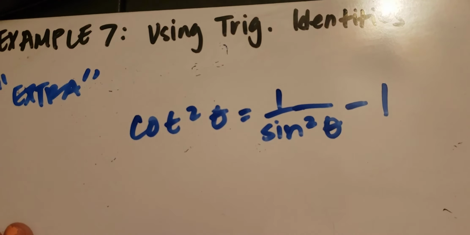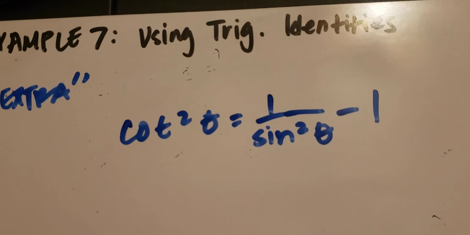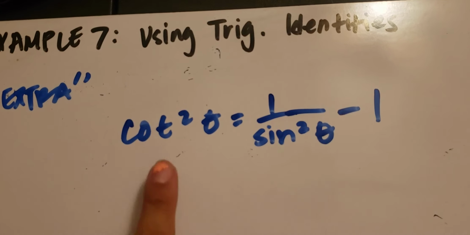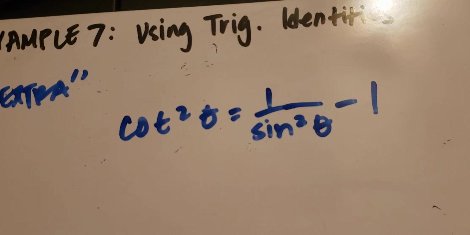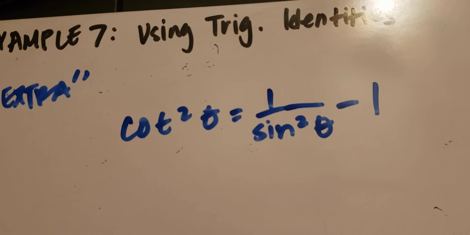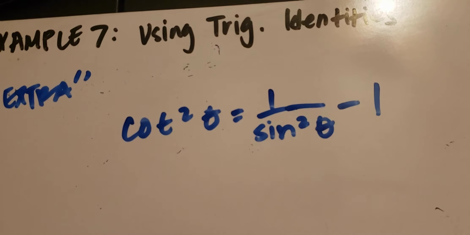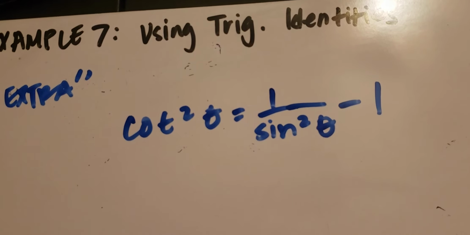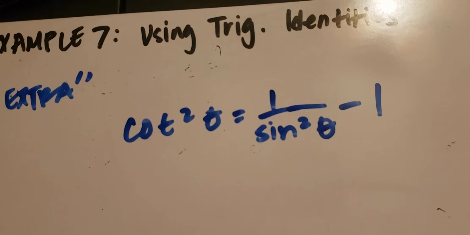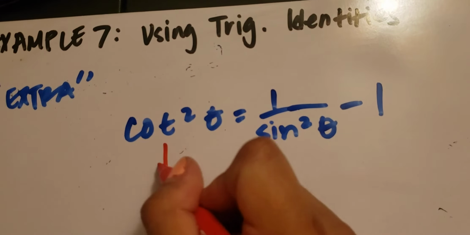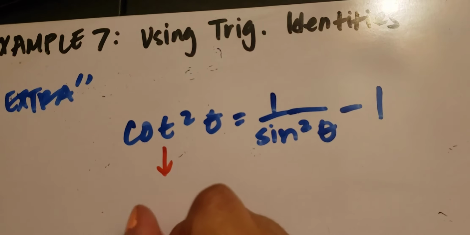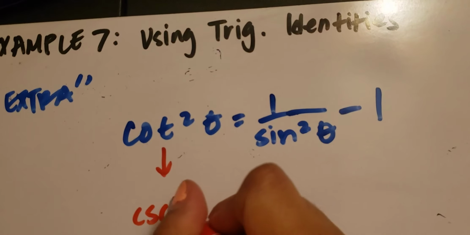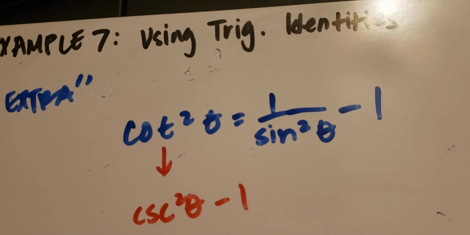If I look at the trig identities, and again, sometimes it's just trial and error, guys, I'm going to go ahead and use the Pythagorean identity: 1 plus cotangent squared theta equals cosecant squared theta. So if I solve for cotangent squared theta by itself, I would end up with cosecant squared theta minus 1.